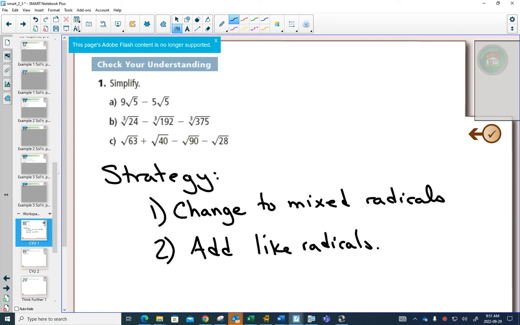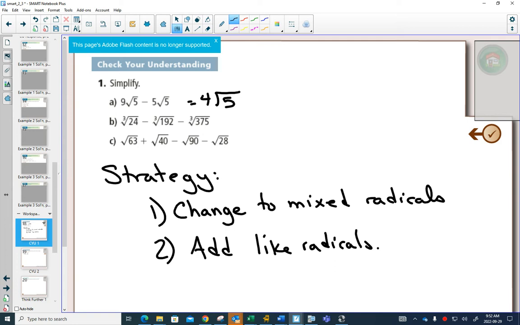So part A, can you see that step 1 is already done for us? We have 9 root 5 minus 5 root 5. They are already like radicals. They're already written as mixed radicals. And so if you have 9 of something and you subtract 5 of something, you're left with 4 of something. So in part A, this is just a matter of saying that that's equal to 4 root 5.